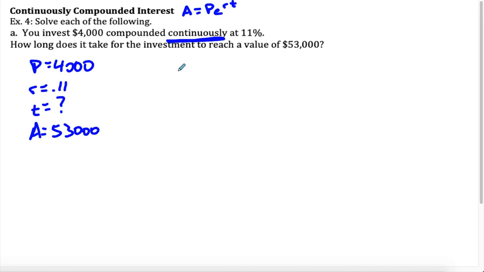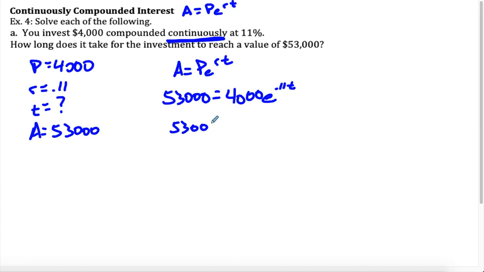So let's plug all of this information into my A equals PE to the RT formula. So I'm going to have 53,000 equals 4,000 times e to the 0.11 t power. So I want to solve this equation for t. The first thing I want to do is get the exponential portion by itself. So that means I'm going to divide both sides by 4,000. Now, I'm not even going to bother putting that in the calculator yet. I'm just going to write it just like that.